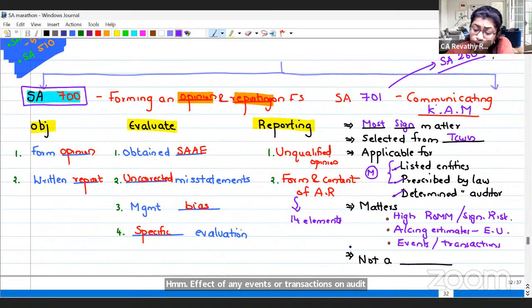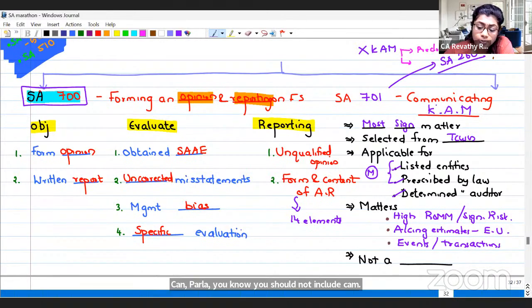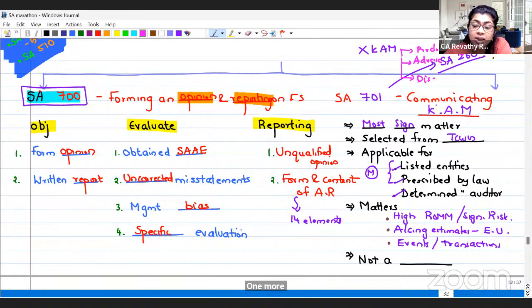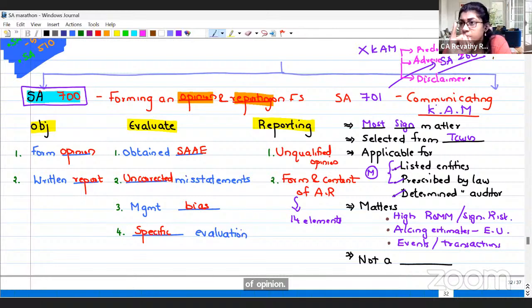In two cases, you should not include a CAM. One, when precluded by law. Illegal matters you cannot say as CAM. Second, when adverse consequences outweigh the benefit. One more thing is there. Very good, Lalit. If it is a disclaimer of opinion. So if it is precluded by law, illegal matters you can't. If you say something to the users and users feel, why did this auditor say this, he doesn't have any other job. Adverse is more than the benefit, then don't put it. If it is a disclaimer, how can you say, without even getting any information, that it is significant, more significant?